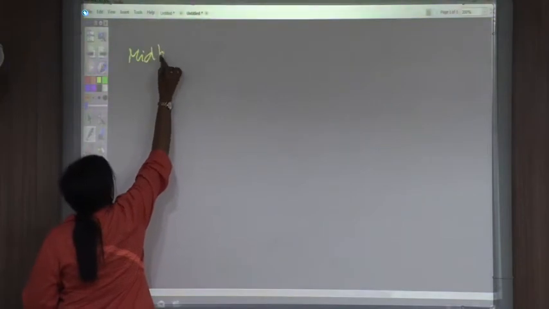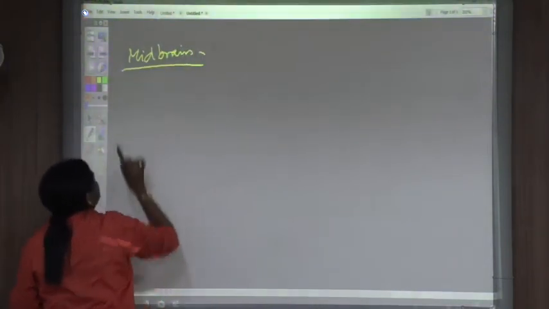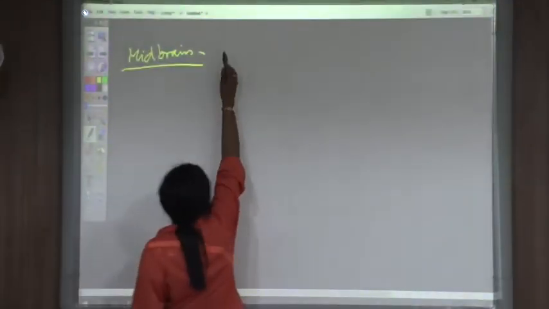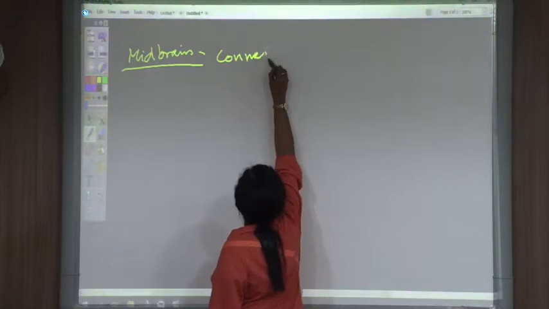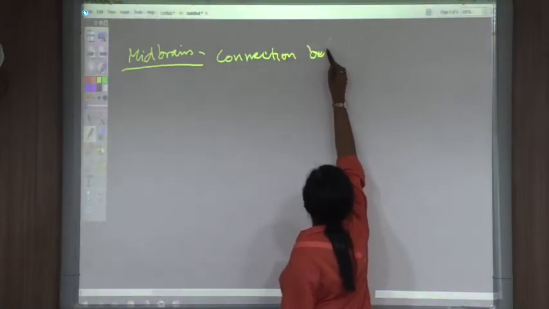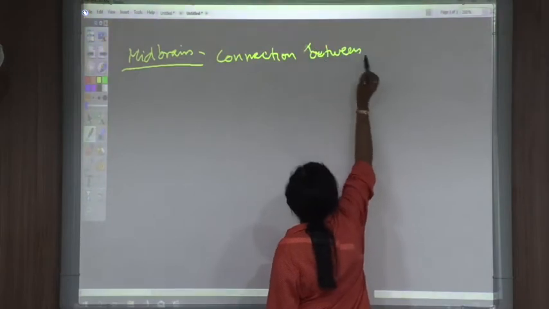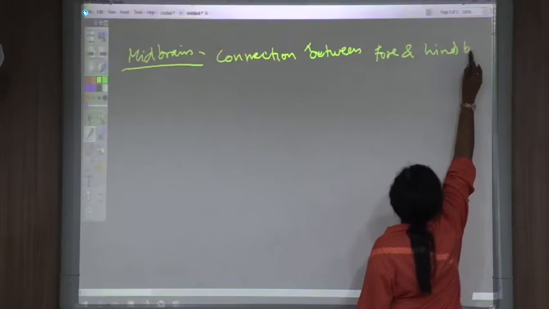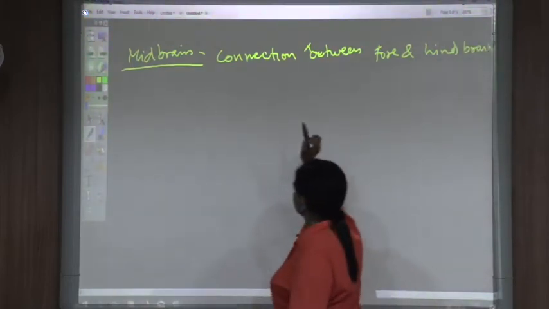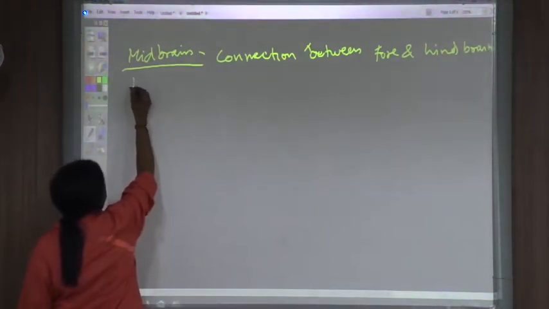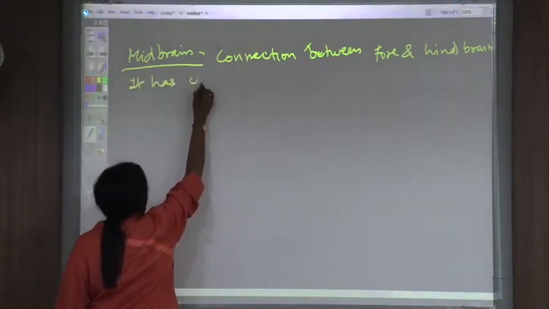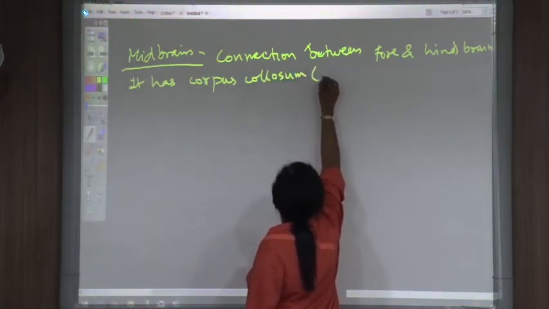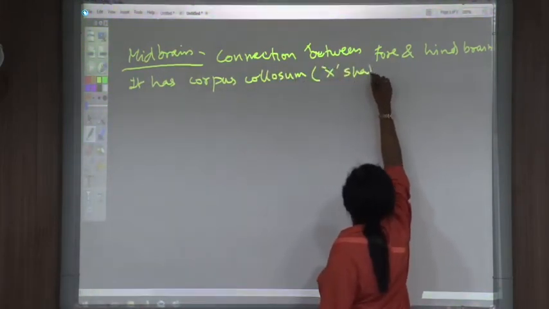So next let's talk about the midbrain. Now the midbrain is a connection between the hindbrain and the forebrain. This is the connection between the forebrain and the hindbrain. It has the corpus callosum, that is an X-shaped arrangement of cranial nerves.